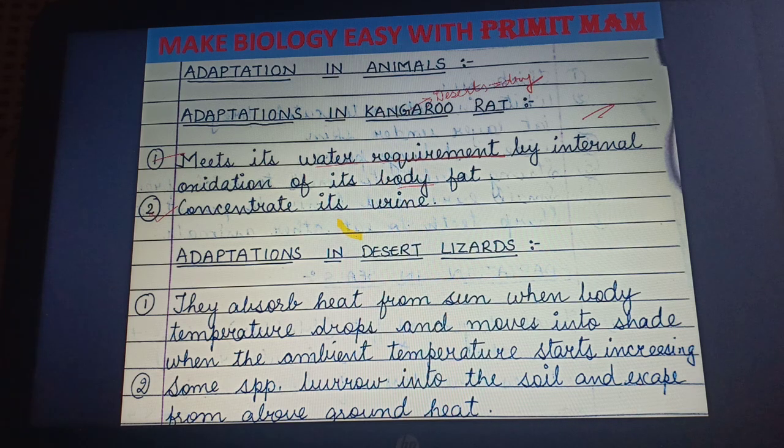Now let us see adaptations in desert lizards. Again, desert lizards are found in deserts, where the conditions are very dry. So they absorb heat from the sun when the body temperature drops below the comfort zone. And they move into shade when the ambient temperature starts increasing. Ambient temperature means the surrounding temperature.